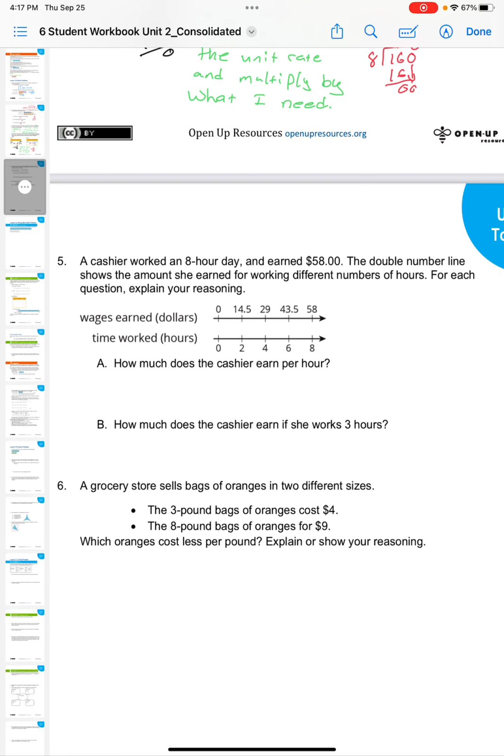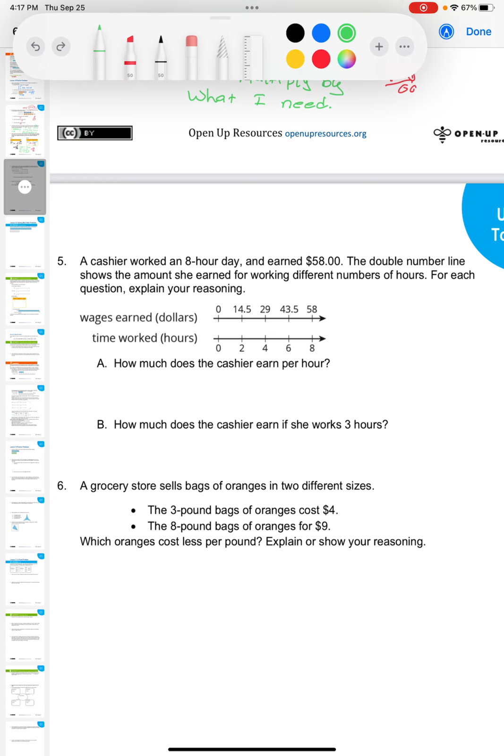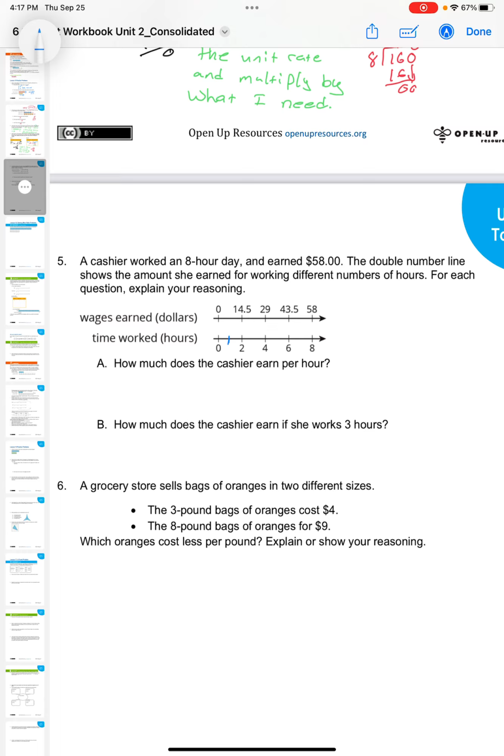Okay, question 5. A cashier worked an 8-hour day and earned $58. The double number line shows the amount she earned for working different numbers of hours. For each question, explain your reasoning. How much does the cashier earn per hour? Well, for this one, it's pretty straightforward. We want to know how much per hour. So, we want to know for 1. So we divide this by 2.